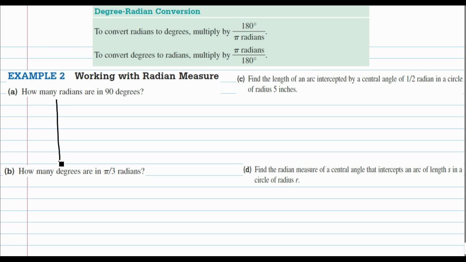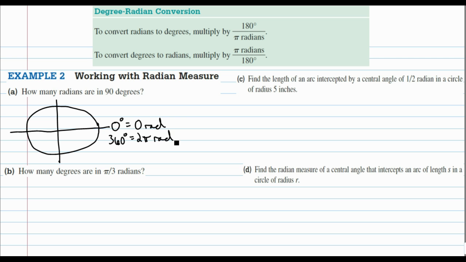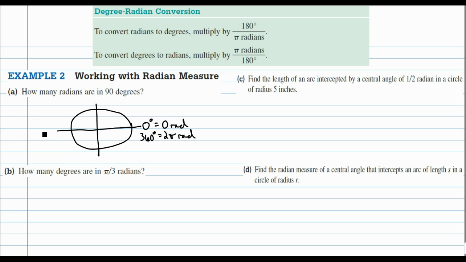So what I'm going to do is take a circle and put it on the coordinate plane so I can divide it into 4 parts and have a frame of reference for where everything goes. I'm going to start here on the positive x-axis and call that 0 degrees, which is also 0 radians. All the way around, we get back to that same spot, which is going to be 360 degrees, or 2 pi radians. Well, over here is going to be pi radians.